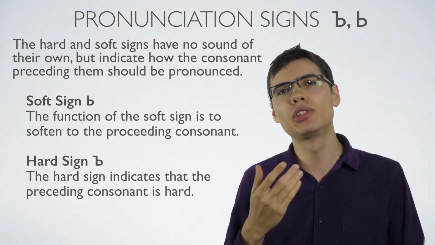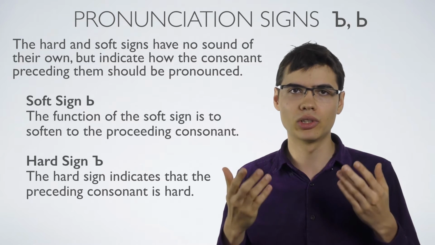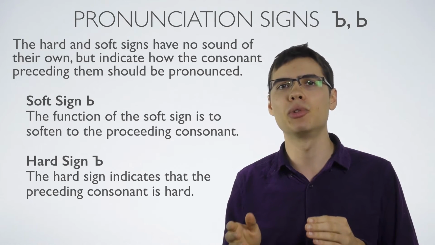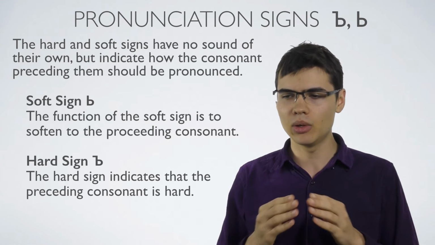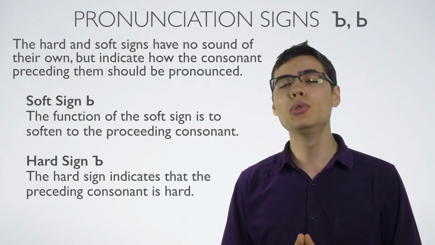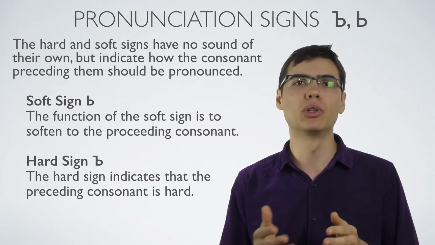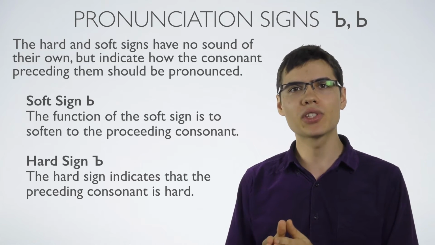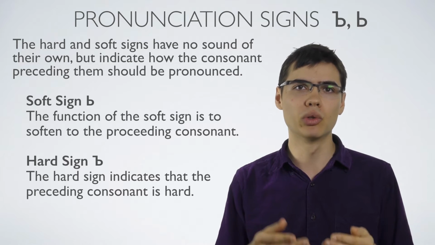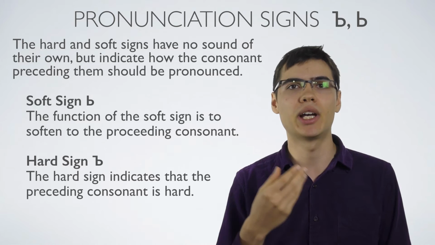In Russian, you also have 2 pronunciation signs. You have a soft sign, which is called the мягкий знак, and a hard sign, which is called the твердый знак. Now, these signs make no noise on their own. However, they do serve to change the sound a letter makes that is put before the sign. So if you have a soft sign, the letter before the soft sign will sound soft. If you have a hard sign, the letter before the hard sign will sound hard.